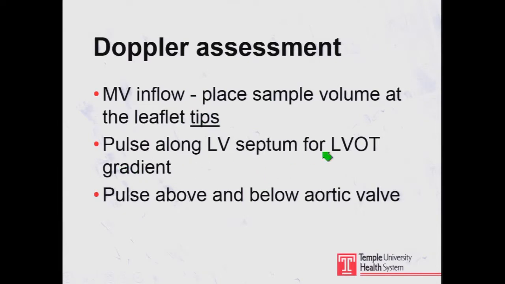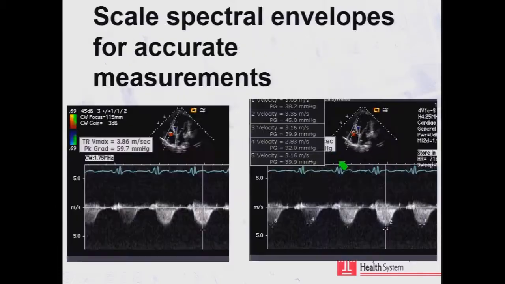You pulse along the septum to see if there's an LVOT gradient. You can pulse above and below the aortic valve. Now, they may ask you a question like this. What's wrong with this picture?